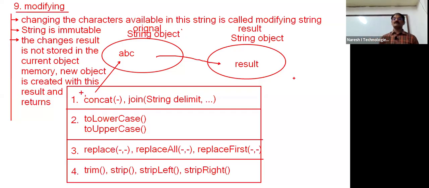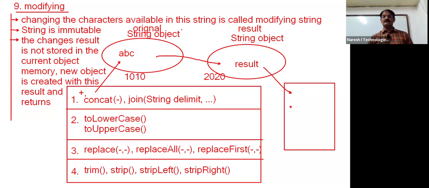Any of these methods you call, the result is not stored in the same object. It creates a new string object and returns it. This object reference is 1010 and this object reference is 2020, and that 2020 is returned to the program. When the program calls any one of these methods, it approaches the current object, collects the characters, performs the modification, and stores the result in this new string object. That new string object reference 2020 is returned to the program.